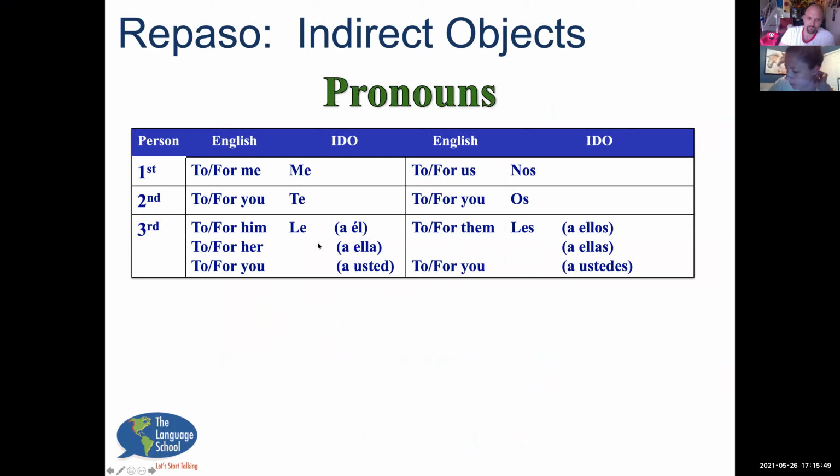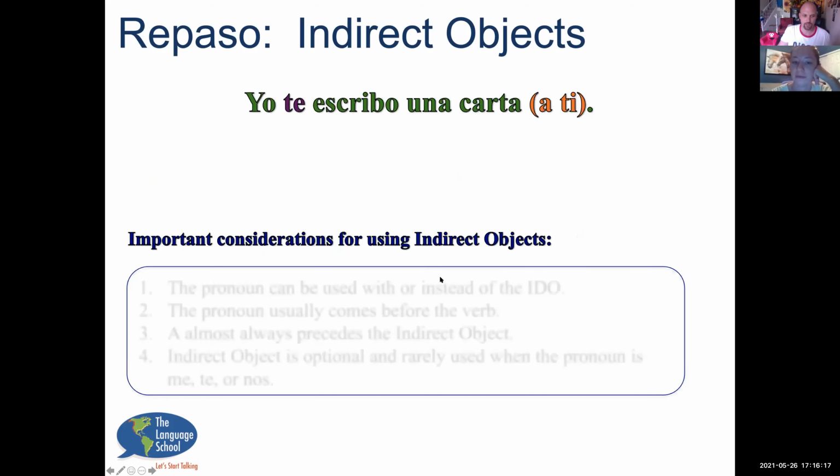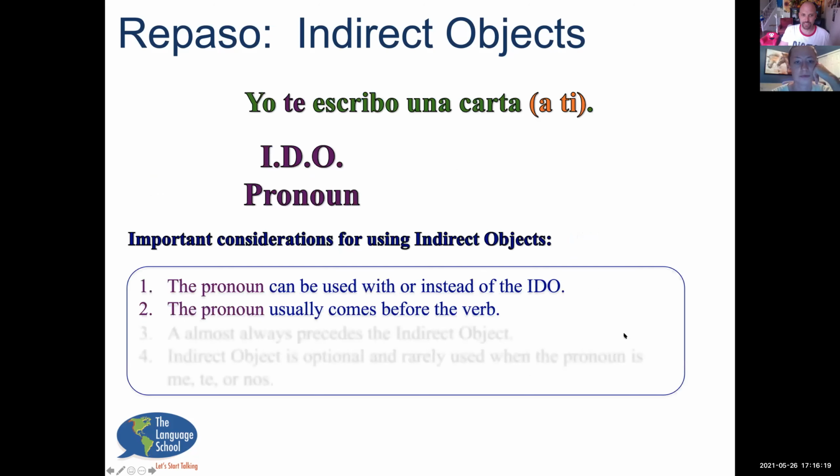And then the main thing that gets people into trouble is the le and the les, because it can mean so many different things. So you might specify in the third person, le a él, le a ella, or le a usted, or les a ellos, les a ellas, or les a ustedes. And remember, these can mean like to the person, for the person, right? To me, for me, etc. Okay, so vamos a practicar.